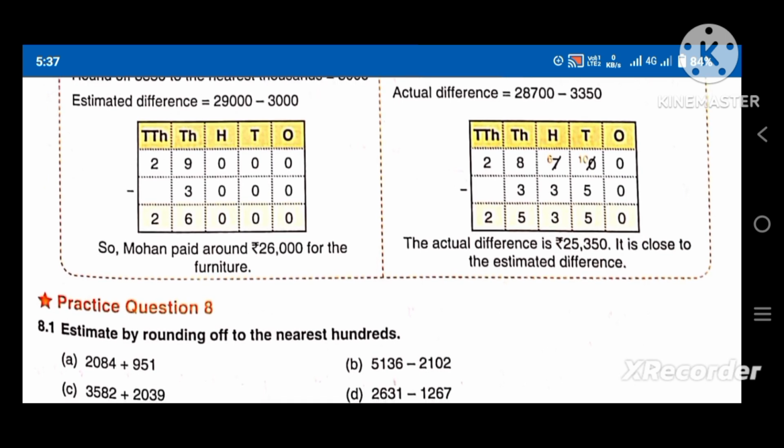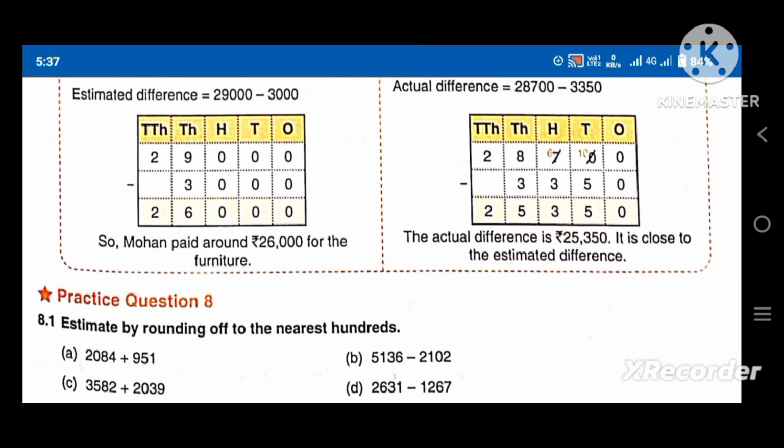Practice question number 8. Estimate by rounding off to the nearest hundreds.